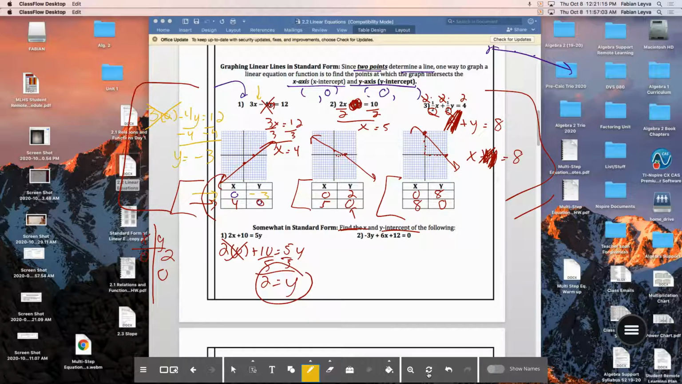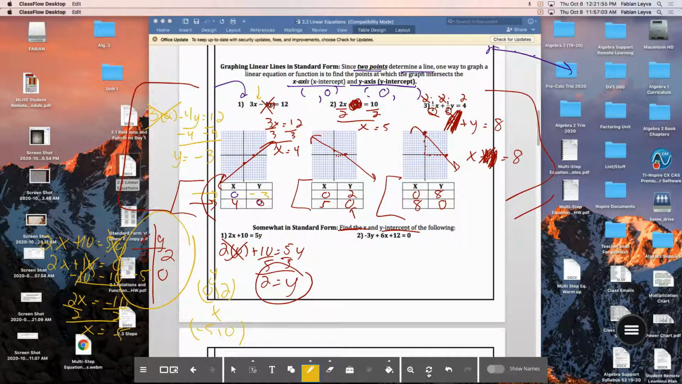So in order to find my x-intercept, what I'm going to do is plug in a 0 for the y. Now I'm going to do that over here. 2x plus 10 is equal to 5 times y. Notice that 5 times 0, which is my y, cancels out. You're left with 2x plus 10 is equal to 0. And then it just becomes a very Algebra 1 problem. 2x is equal to a negative 10. Divide by 2, divide by 2. x is equal to a negative 5. So there's my x and y intercept. 0 and 2 would be my y-intercept. And then my x-intercept would be negative 5 and 0.